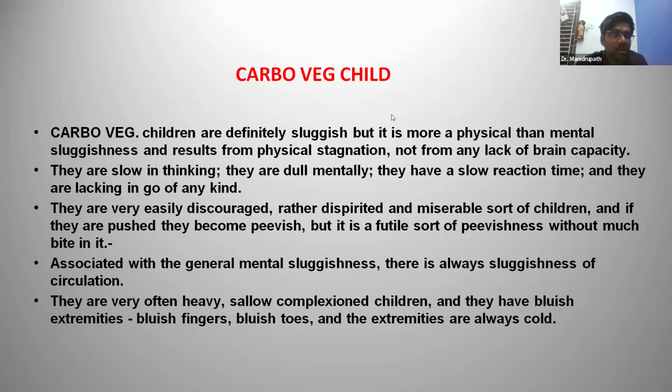Coming to the carbo veg child. Carbo veg children are definitely sluggish. There is a lot of sluggishness you can see. A lot of stagnation, slow thinking, dull mentally, slow in reaction. The parent will come and say, doctor, my child is very dull mentally, very slow in reaction at school. The teacher always complains of not concentrating on studying. Can be carbo veg. Very sluggish, sluggish circulation, dull, weak, with carbo veg physical symptoms: bluish fingers, bluish toes, extremities cold.